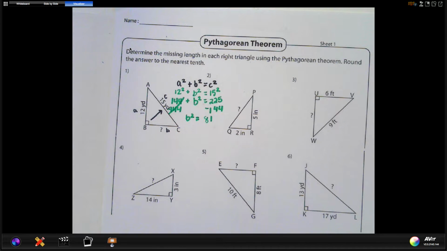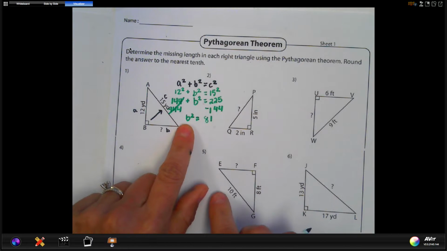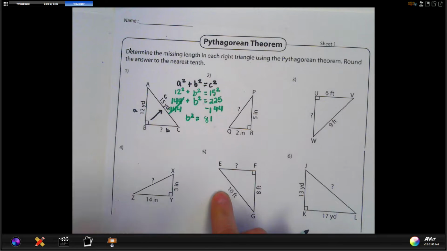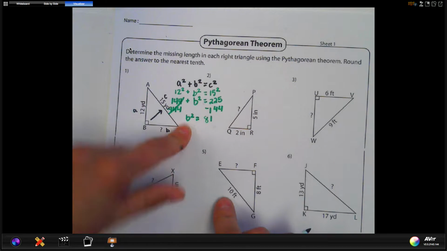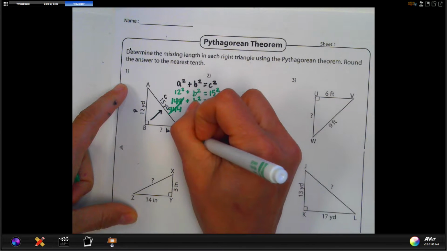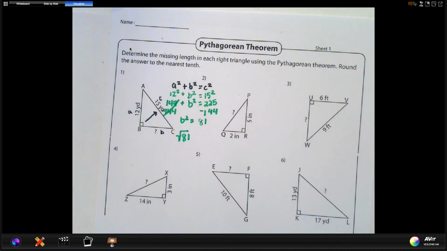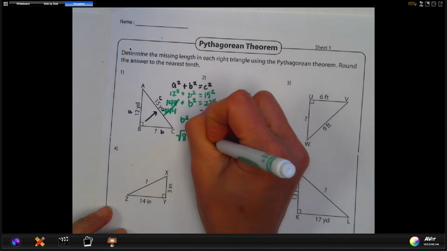Now, that's not your final answer. This is saying something times itself equals 81. So you can either do that in your head, or you can do something called the square root. So to undo the squared sign, to get regular b, you take the square root of 81, okay? And the square root of 81 will give you the value of b.